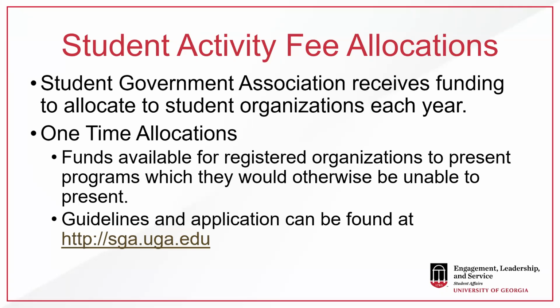Student Government Association receives funding to allocate to student organizations each year. The first method of student activity fee allocations is through one-time allocations. These funds are available for registered student organizations to present programs which they would otherwise be unable to present. The guidelines and application for one-time allocations can be found at sga.uga.edu.